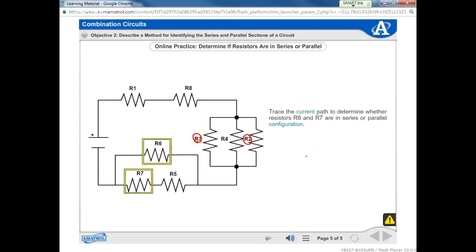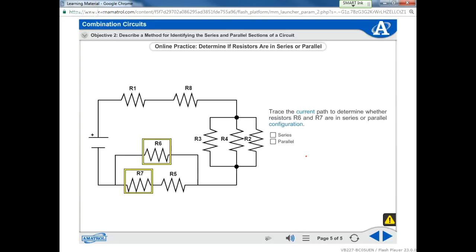Trace the current path to determine whether resistors R6 and R7 are in series or parallel configuration. Okay, so we're going to move down here. Are R6 and R7, what are they in relation to one another? That's a key word there, in relation to one another. Series? Parallel? They are still in parallel. Okay. However, let's back up. We'll go ahead and answer that.